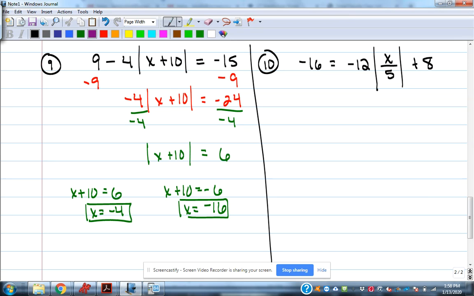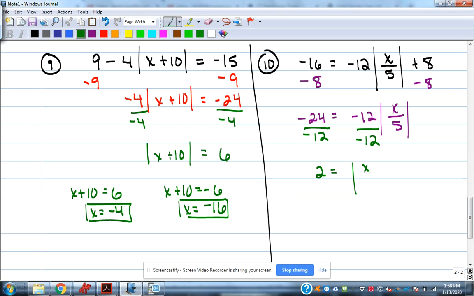Subtracting that 8 would be a great idea. Get that absolute value by itself. That's going to be negative 24 equals negative 12 times the absolute value of x over 5. Dividing by the negative 12 would be a good next step. Good job.